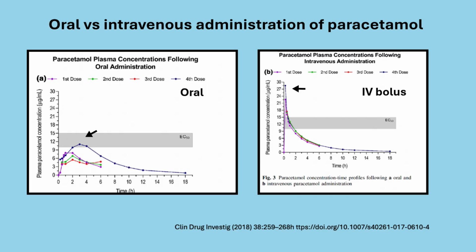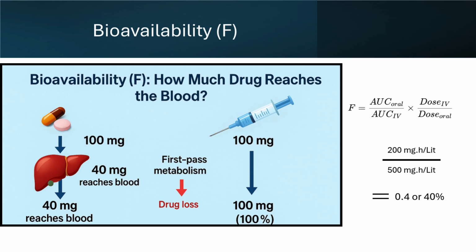This is a real-world PK profile comparing oral and intravenous routes where paracetamol was given at 1 gram. As we see, the intravenous route reaches the peak level almost instantaneously, while the oral route showed a delayed rise in peak concentration due to absorption and liver metabolism. This beautifully illustrates how route of administration can shape the PK curve even when the dose is the same to start with. Let's understand the concept of bioavailability.